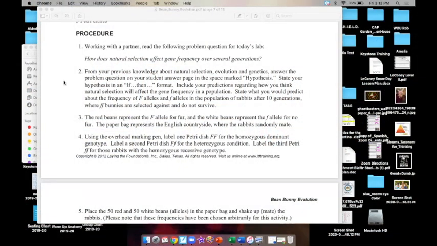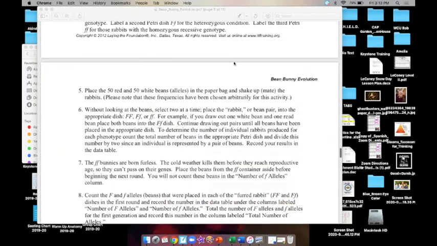All right, so procedure. Working with a partner. Read the following problem question for today's lab. Again, not with a partner, by yourself, but go ahead and text people, text your friends, whatever, you're all in the same class. How does natural selection affect gene frequency over several generations? You are going to answer that.